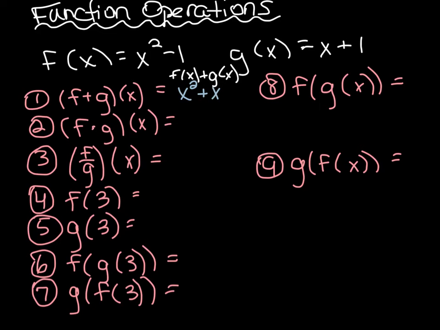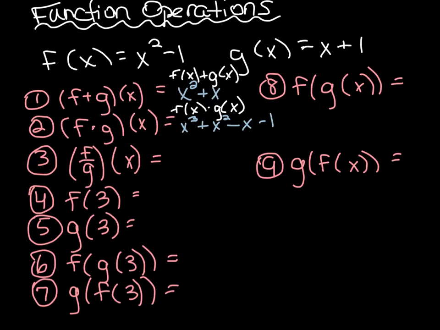F times g of x is going to be the same thing as saying f of x times g of x. So if we multiply these two things, it's a binomial times a binomial, so we need to use FOIL. We'll get x to the third. The outer will give us x squared. The inner will give us negative x, and the last will give us a negative 1.